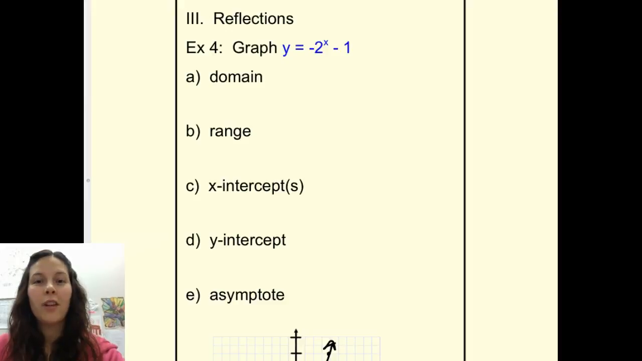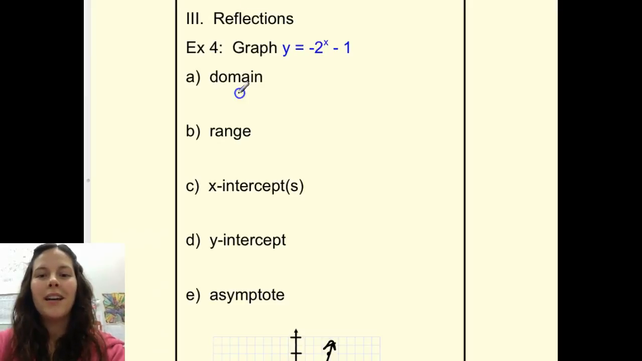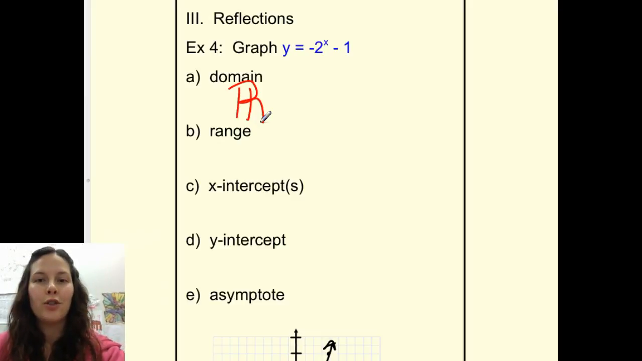Now let's take a look at reflections for our exponential functions. This one is also combined with a vertical shift, so that will make our graph slightly trickier. Starting with our domain, again, all real numbers, no matter what transformation we do to our exponential function. Our range is based on any vertical shifts, which we're going down one, as well as any vertical reflections.